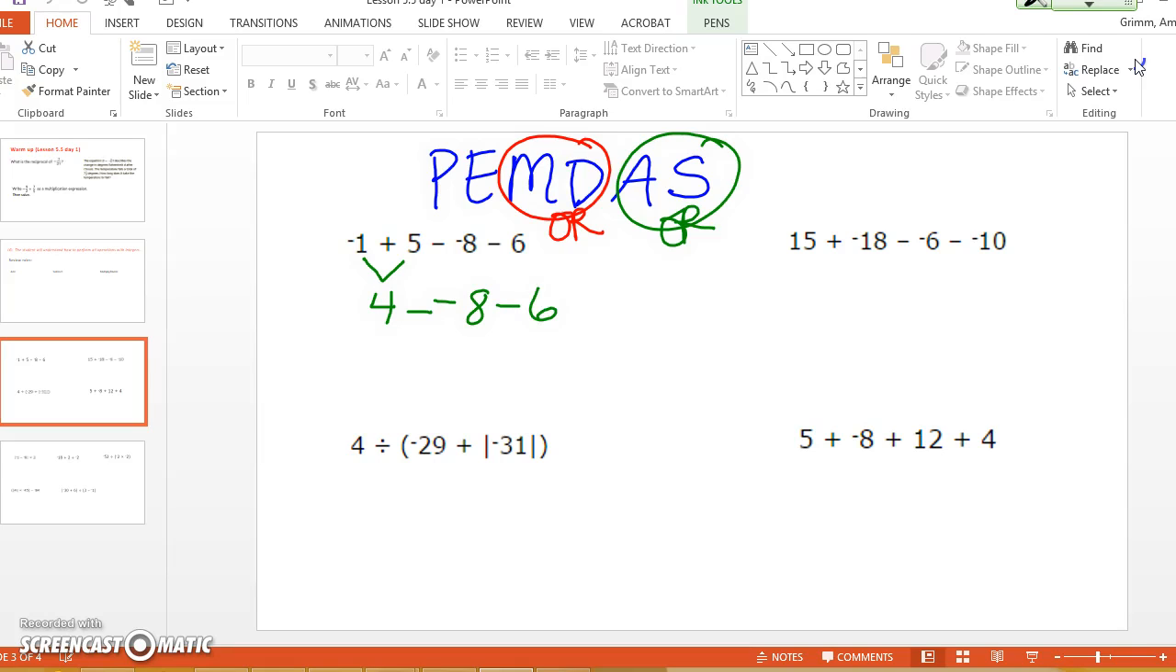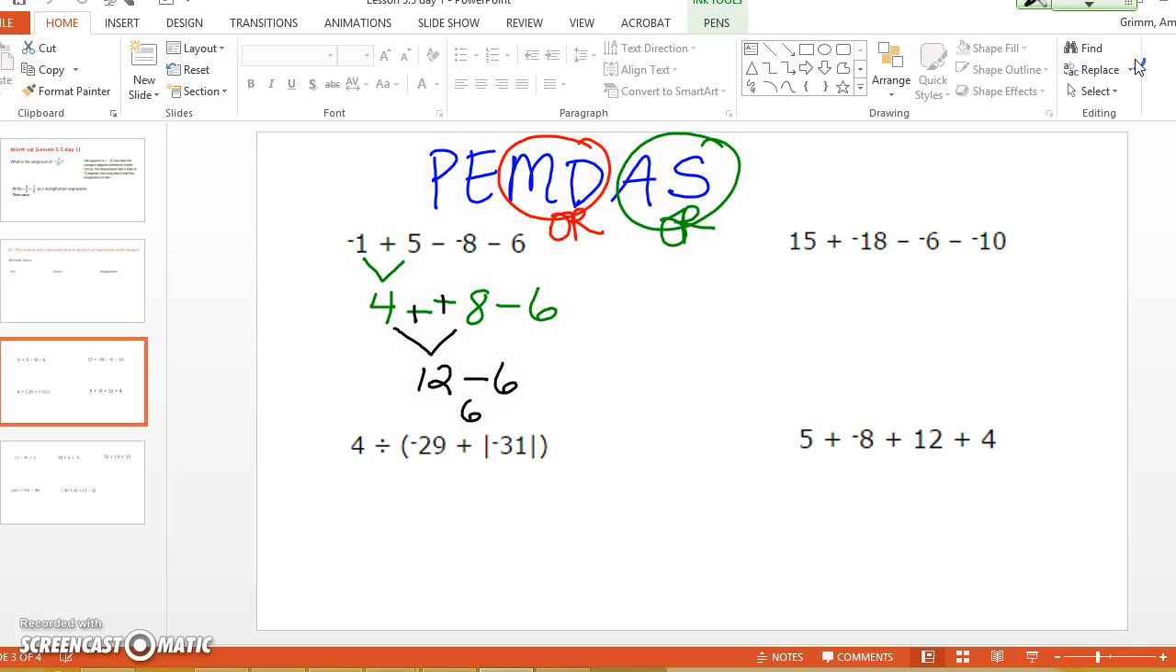Then we go to the next step, which is right here. What do we have to do with subtraction? Same, change, change. So same, change, change. 4 plus 8 is 12. And now we can do minus 6. 12 minus 6 is 6. Okay, so we have to take it step by step, all the way through the problem.